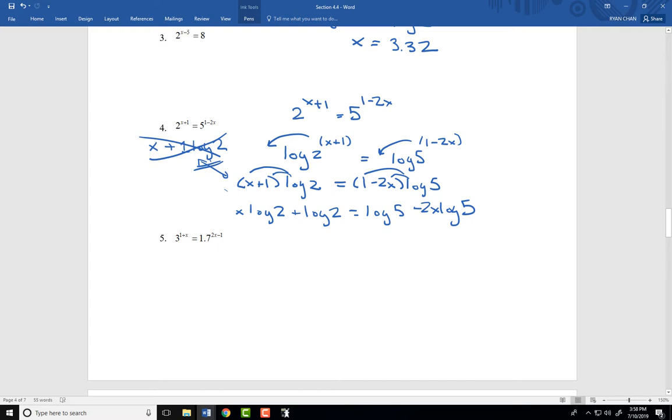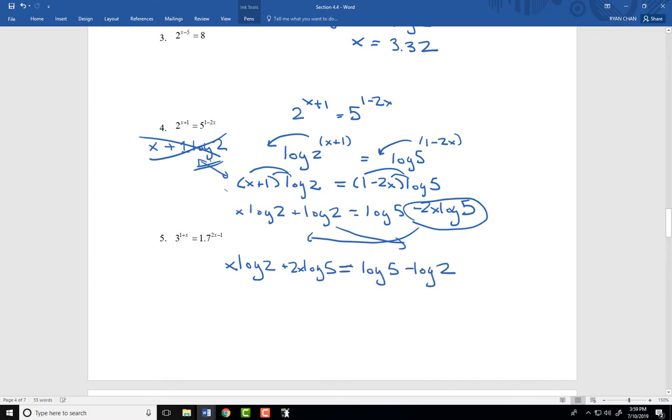So let's talk about how I solve for this. Remember, when you solve for x in an equation, generally for the most part, all the x's go to one side and everything else goes to the other side. So here, I'm going to move this one over. And then here I'm going to subtract. So it's going to look like x log of 2 plus 2x log 5 equals 2 log of 5 minus log of 2.